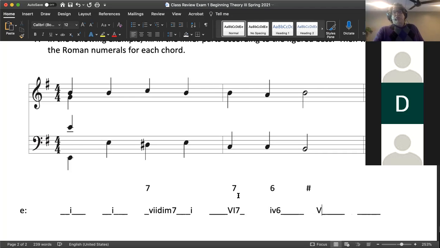The 7s have to resolve downward by step, but all the 7s are in the soprano. The 7 here is D sharp, F sharp, A, and C. That's your 7th, goes downward by step. Here, C, E, G, and B. There's your 7th, it goes downward by step.